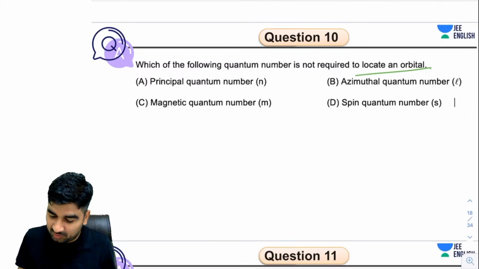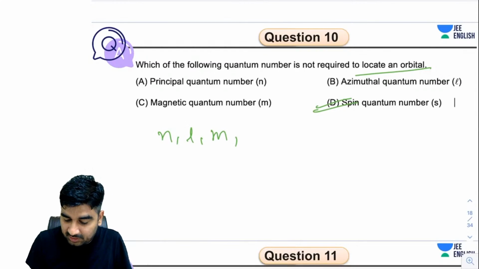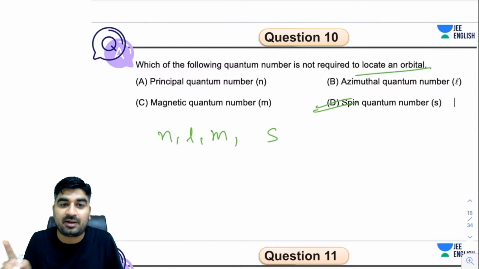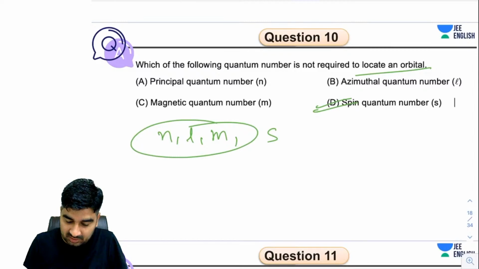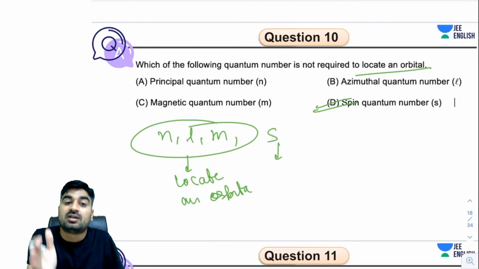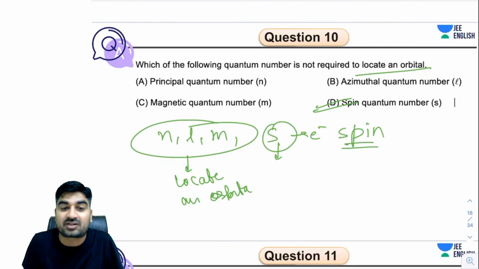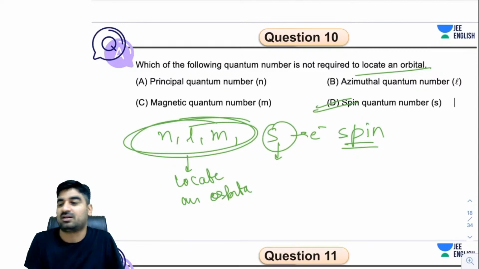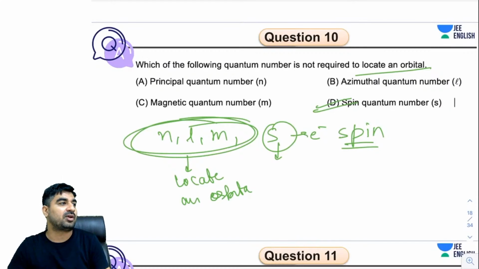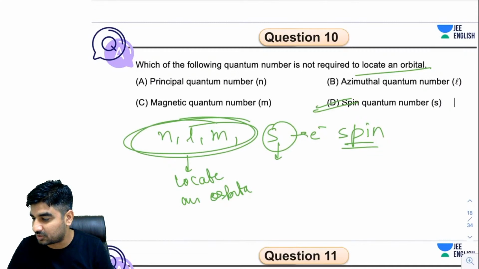Yes, very good, very good. You are all right. Spin quantum number. I told you there are four quantum numbers: N, L, M, and S. These three quantum numbers are used to locate an orbital. And this S tells us about the spin of the electron. It talks about electron spin, or it talks about the electron. These three talk about the orbital. Now you got my point, right? So it was a simple question.